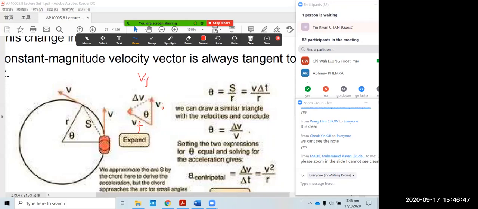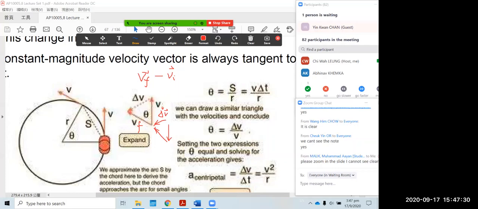So this is Vi, this is Vf. Vf vector minus Vi vector would be this one plus this one. Notice the difference. I am drawing minus Vi vector here. This vector is Vi. This is minus Vi. So Vf minus Vi, the delta V vector, is pointing in this direction. This is the delta V vector.